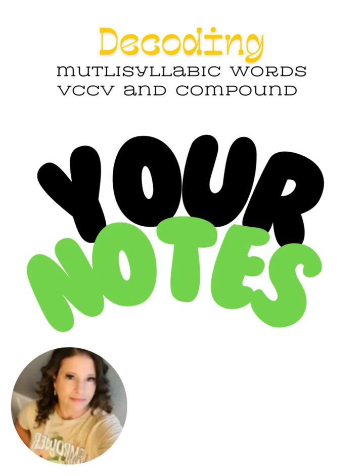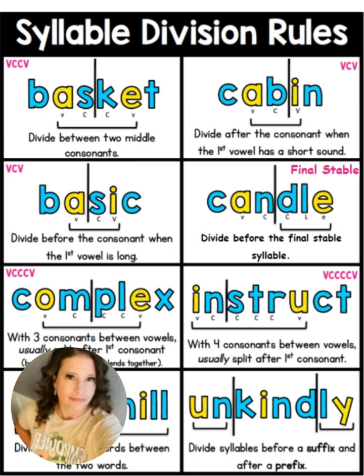We are going to be decoding multi-syllable words that have vowel consonant, consonant vowel patterns and compound words. We have studied the different types of syllables and even reviewed them all in the last module. So now we understand the different vowel sounds and syllables. Our next step is to review how to divide longer words into syllables.